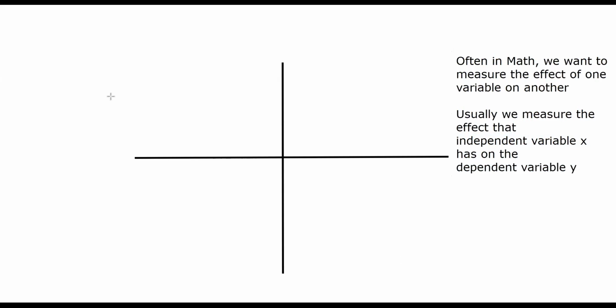What we do when we have a graph of something, let's say we have a graph of this horizontal line here. I'll put little arrowheads at the end.